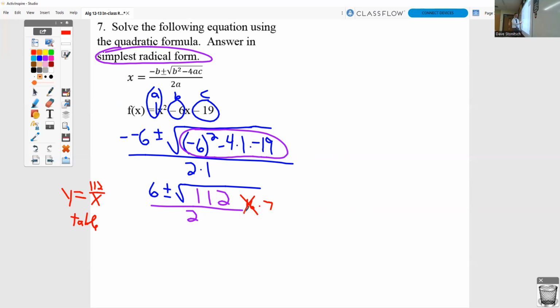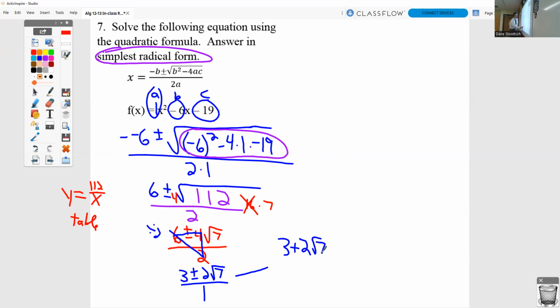Cross off the 16, bring out the 4. So we really have 6 plus or minus 4 radical 7 all over 2. Now, you can reduce. What's the biggest number that goes into 6, 4, and 2? Well, it's 2. So I want to divide each of those by 2. 6 divided by 2 is 3, plus or minus 4 divided by 2 is 2, radical 7 all over 1. Now, you really don't need the over 1 because dividing by 1 is just itself. So we have 3 plus 2 radical 7 and 3 minus 2 radical 7. That is in simplest radical form.